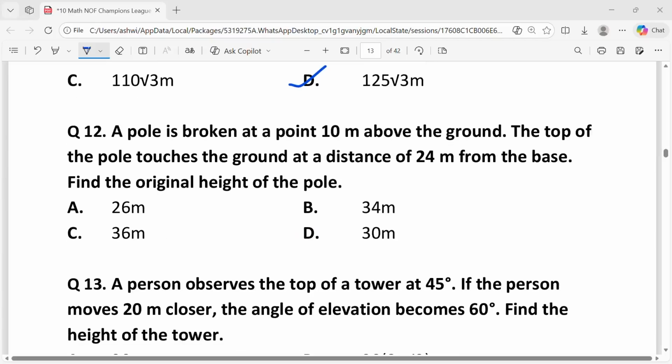Question 12. A pole is broken at a point 10 meters above the ground. The top of the pole touches the ground at a distance of 24 meters from the base. Find the original height of the pole.